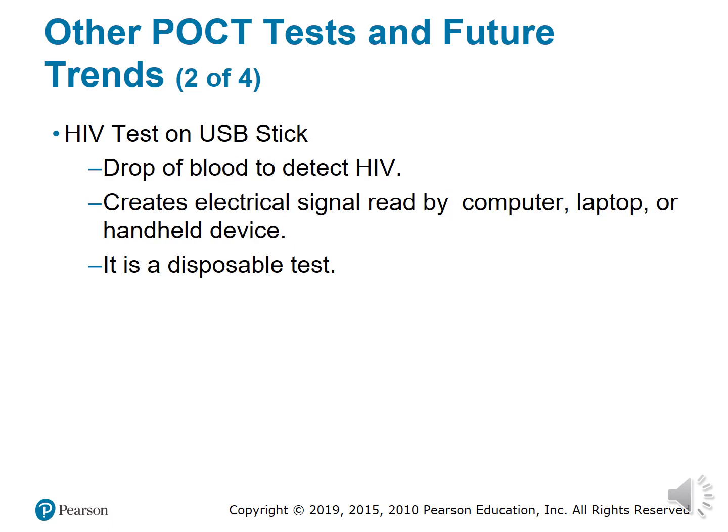For this particular test. And of course, now we have the HIV test on a USB stick. It just takes one drop of blood to detect HIV. I know a while back they used to advertise on TV this rapid HIV test that you can do at home now. Basically, it creates an electrical signal read by a computer, laptop, or a handheld device, and it's a disposable test. I know they're still out there because it is a fairly new POCT test.